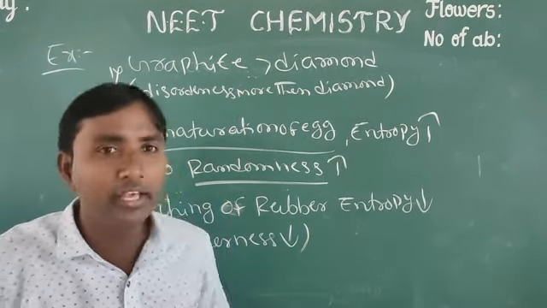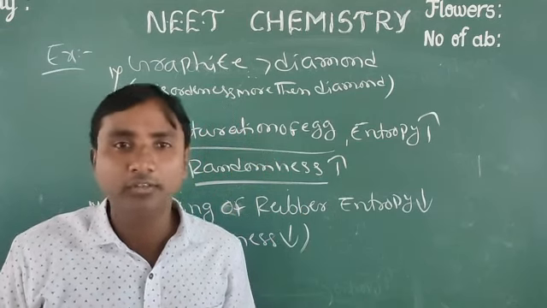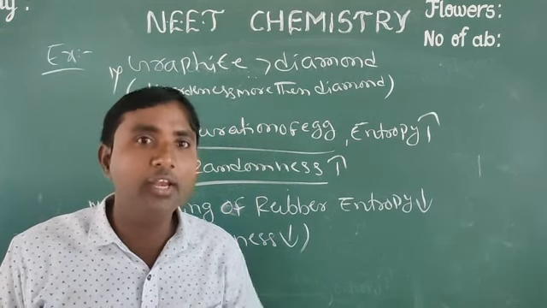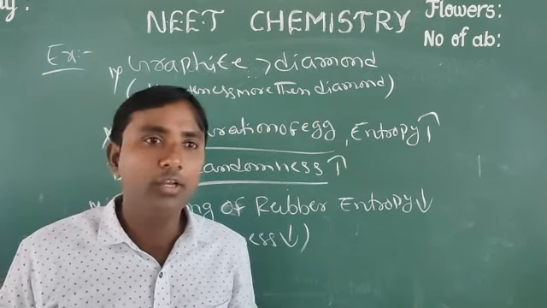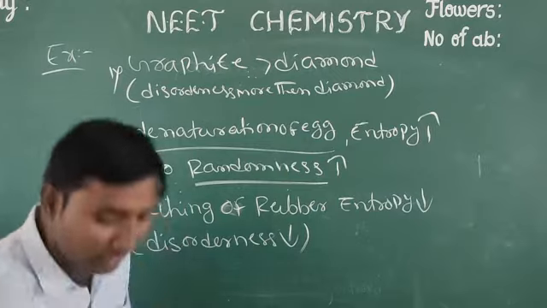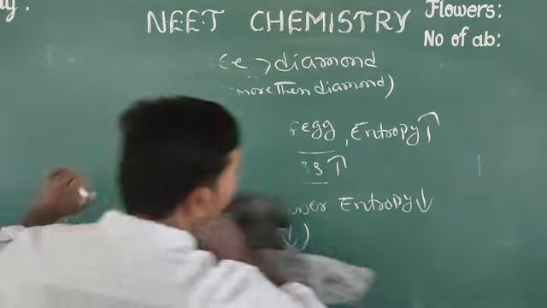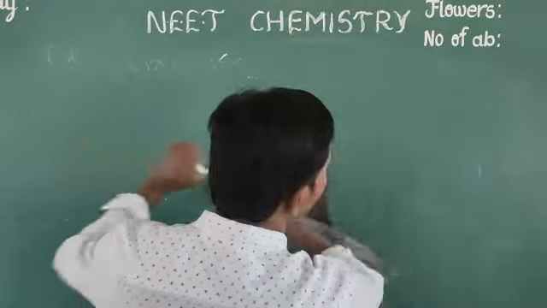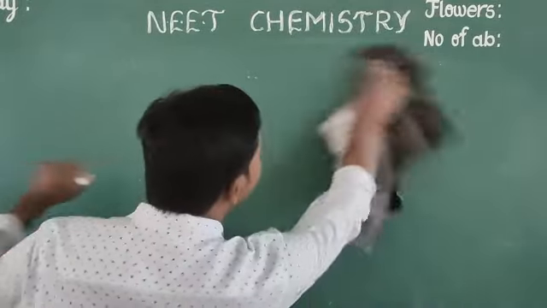So you should also follow different examples. The exam does not only give these examples. You have studied some more examples in your reference books, and you have to collect some more examples also. This is about the randomness or disorderness applications: how entropy can increase or decrease.